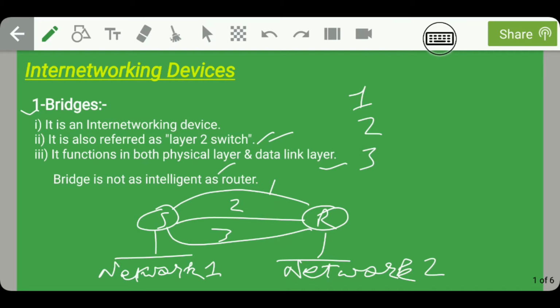So if we use a bridge between the sender and receiver, then that bridge can't determine which is the shortest path. Through whatever path it wants to transmit the data, it places the data in that path and the data is forwarded to the receiver via that path only. Whereas in case of router, it can determine which is the shortest path.